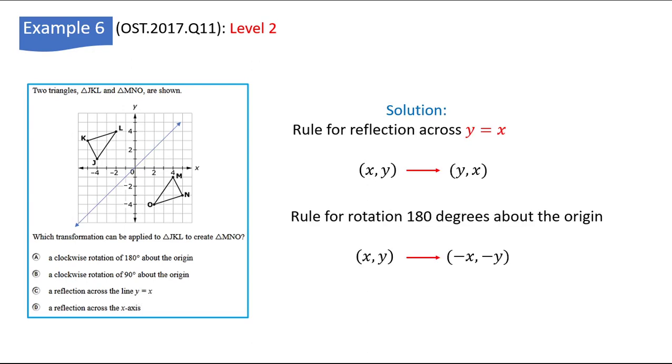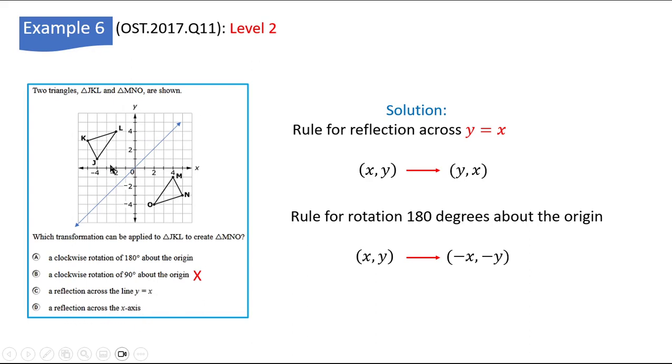Here are the rules for reflections across y equals x. This is the line y equals x. Reflection across this line means (x, y) goes to (y, x). And rotation 180 degrees, basically x and y change signs: minus x, minus y. So now if you look at which ones I started to eliminate here. Is it a clockwise rotation of 90 degrees? If you do rotation 90 degrees, this is going to end up being here. So that's not an option for sure.